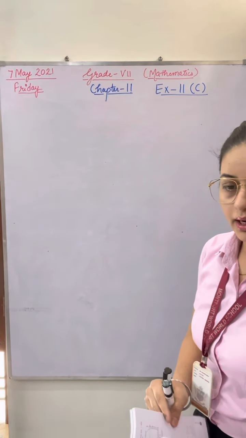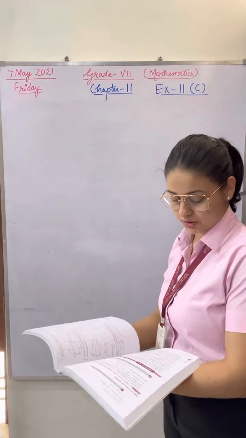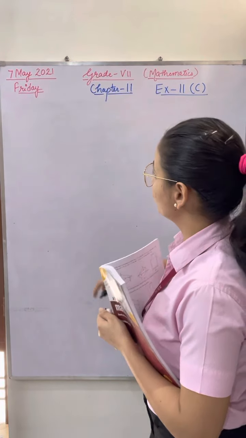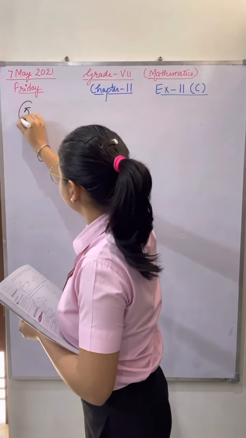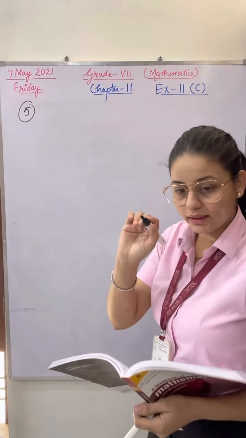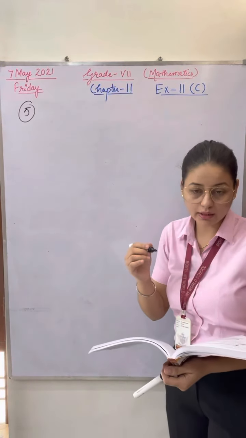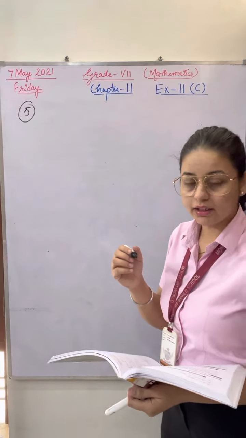So good morning everyone. Today I'm going to start with question 5. Read out the question. What is given in the question? What is the shape given to you? And how can you take out the area? See to it.